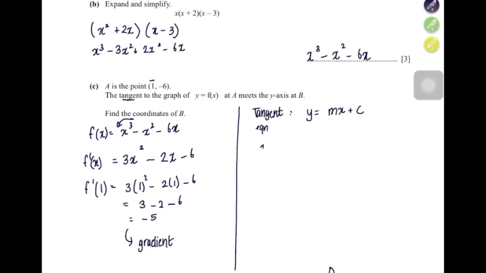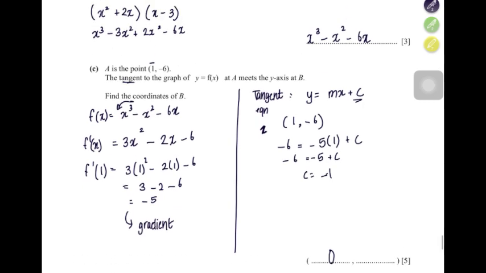Our point is 1 and negative 6, so let's find the value of c. Negative 6 equals negative 5 times x, where x is 1, plus c. Negative 6 equals negative 5 plus c. So c equals negative 1.